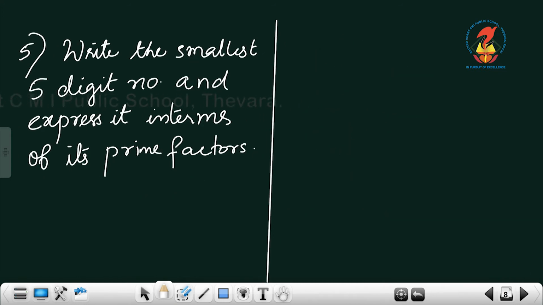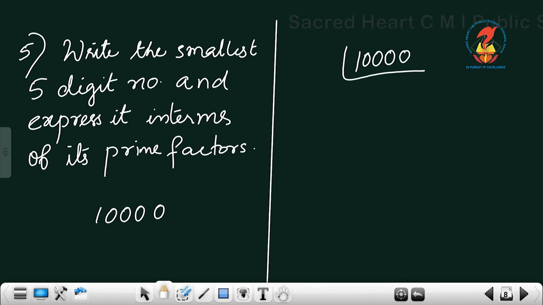Next question. Write the smallest 5-digit number. Which is the smallest 5-digit number? It is 10,000. So what do you have to do? Express it in terms of its prime factors. You have to find the prime factorization of 10,000. Which is the least number which we can divide? It is 2 we can go for.